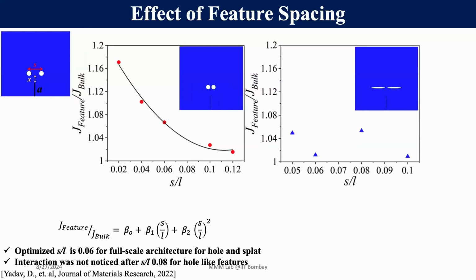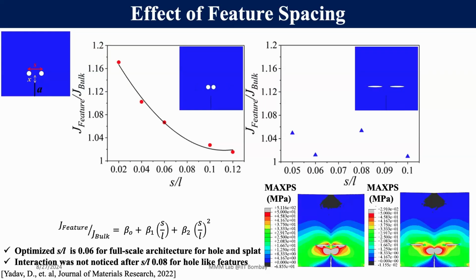So that's why it's reaching the bulk value, because there is no more effect when you increase the spacing between them. And in the case of split, you are not getting any statistical result because the stress around the features and around the crack tip is affected by the interaction. So that's why you are getting the zigzag variation in the crack driving force.